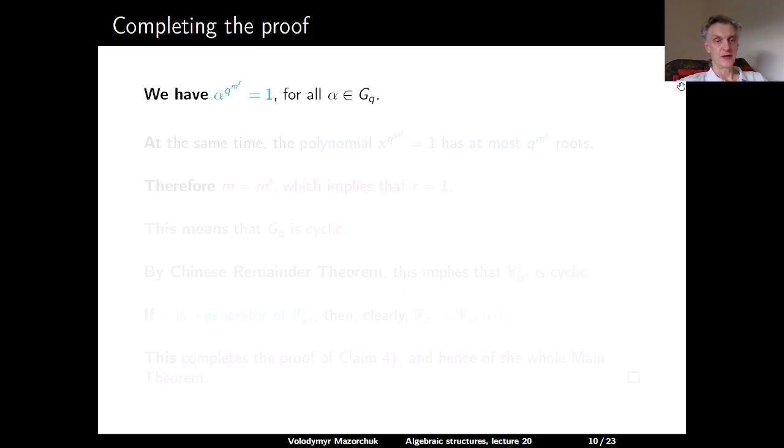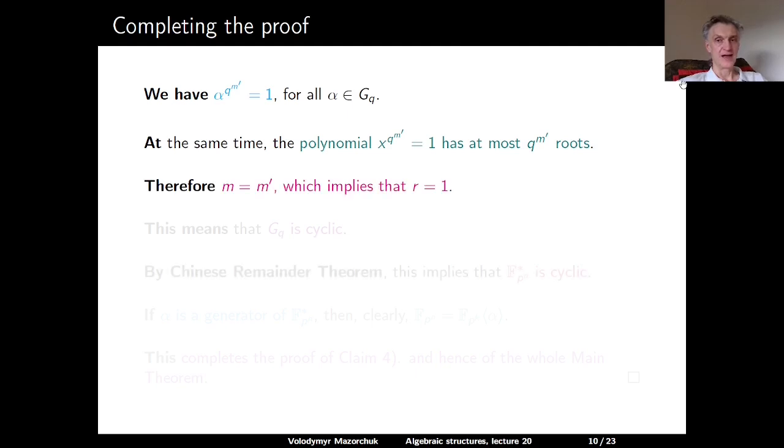Of course, for any element alpha in G_q, alpha raised to this power q to the power m prime is equal to 1. At the same time, the polynomial x to the power q to the power m prime equals 1 has at most q to the power m prime roots. Therefore, m should be equal to m prime, because in G_q we have q to the power m roots of this polynomial. And this implies that r is equal to 1. So our Sylow q-subgroup G_q is cyclic.